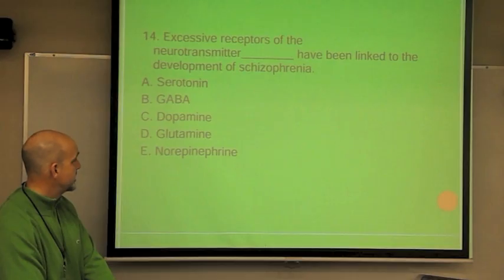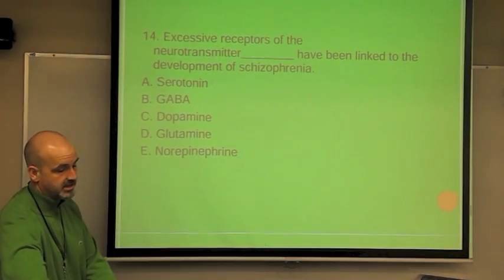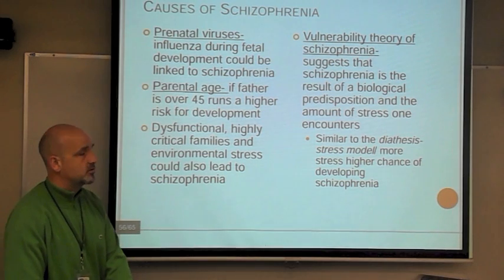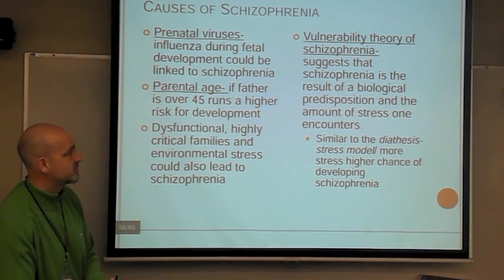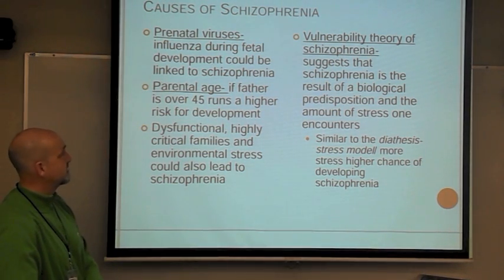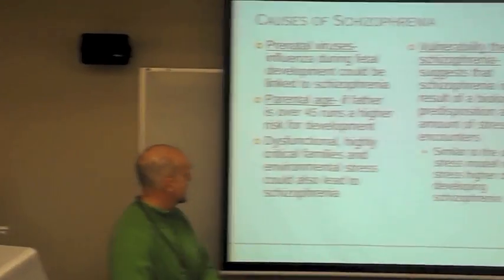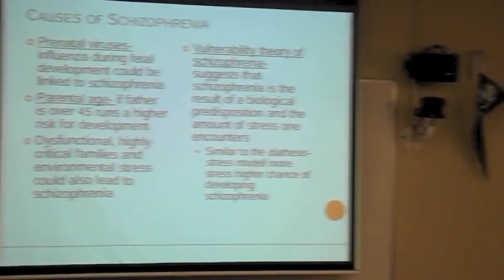Most of you would pretty much pick up right away that was dopamine, letter C. Now, other causes of schizophrenia, which are not as common as the ones on the previous page: prenatal viruses, influenza, or the flu. If a mother was extremely sick during pregnancy, that could lead to schizophrenia. Parental age. If a father is over 45, they run a higher chance.